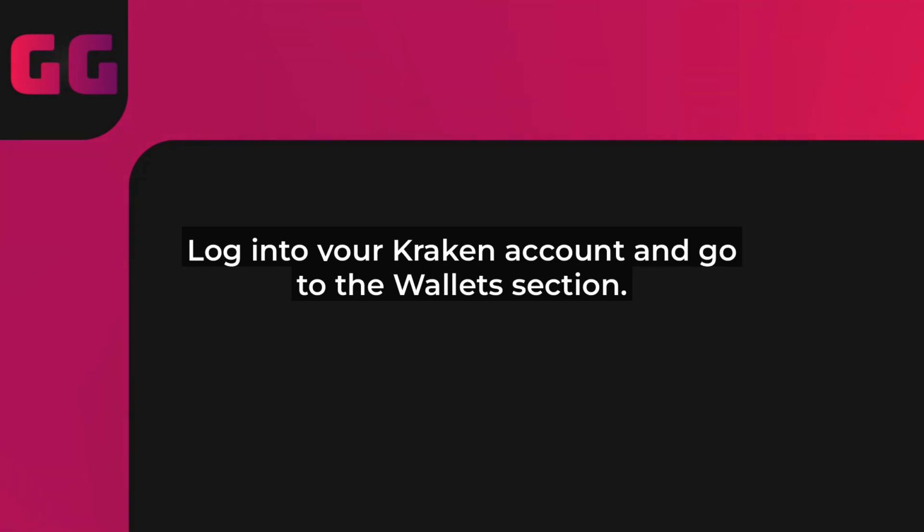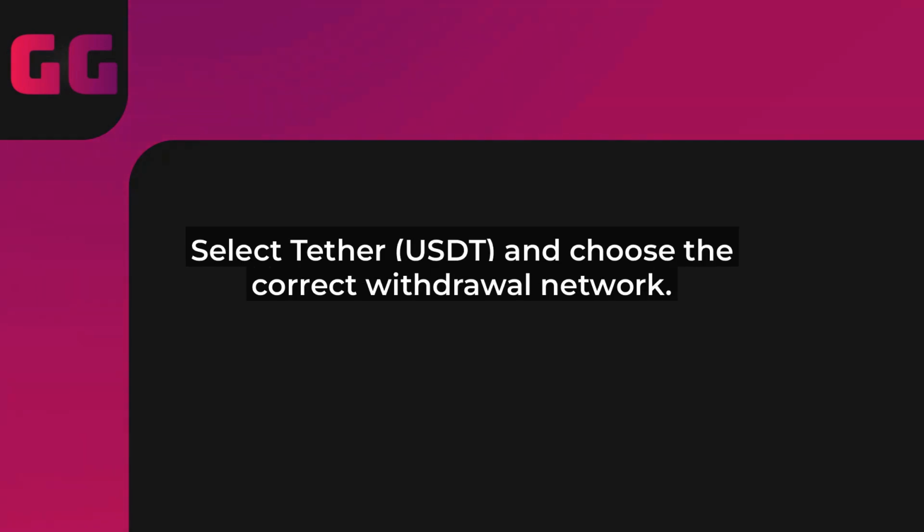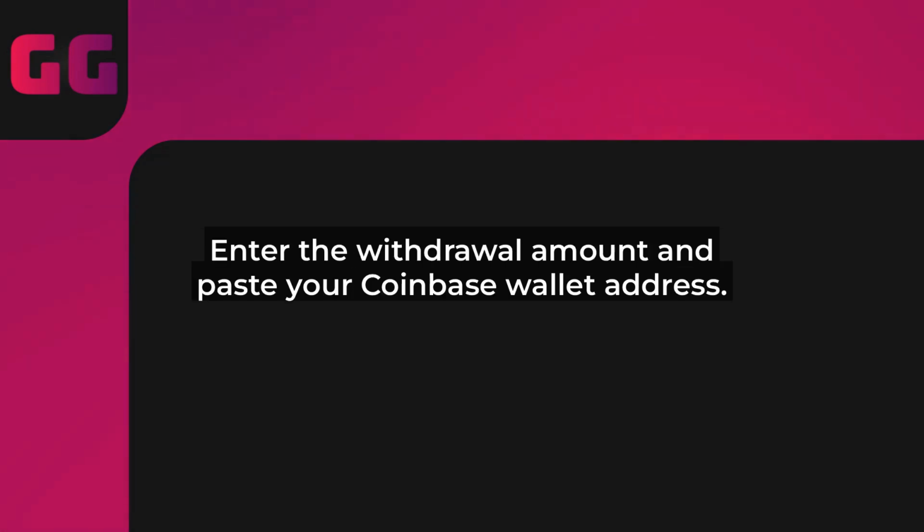Here, you'll see a list of your assets. Find Tether USDT and click on it. Next, select the Withdraw option. You'll be prompted to choose the network for your withdrawal. Tether can be on networks like Tron, Ethereum, or others, so ensure it matches the one your Coinbase wallet supports to avoid any issues. For most users, Ethereum ERC20 is a safe bet, but confirm this in your Coinbase settings.